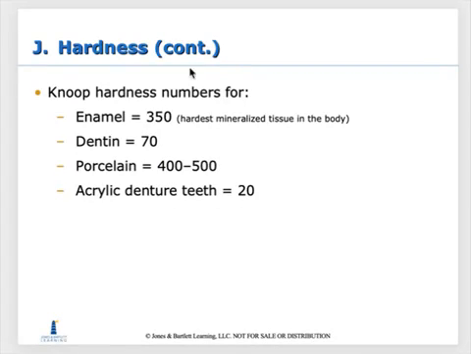And Knoop has a good visual range here of different materials. So enamel's 350, it's the hardest mineralized tissue in our body. Whereas you can see dentin, our insulator, is pretty low. It's only 70. Porcelain's much higher than enamel. And then acrylic denture teeth are actually pretty soft.